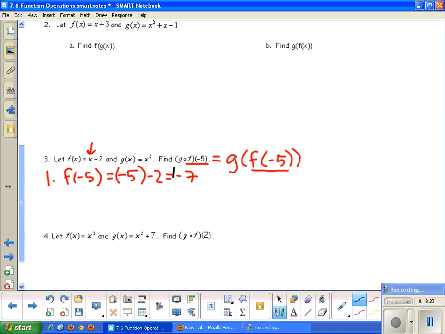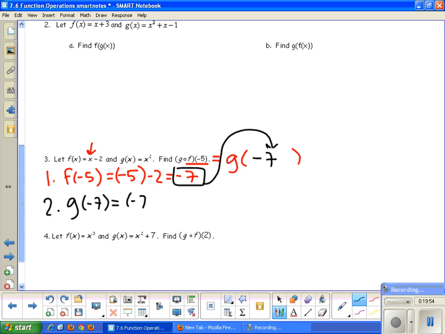Now that means I'm taking this answer, which is f of negative 5, and I'm going to plug it into here into my equation. So I'm taking out f of negative 5, and I'm going to put in this case, negative 7. So that's my step 2, is now I'm doing g of negative 7. And when I do that, I get negative 7 squared, which would be, in this case, equal to 49. So that would be my solution.